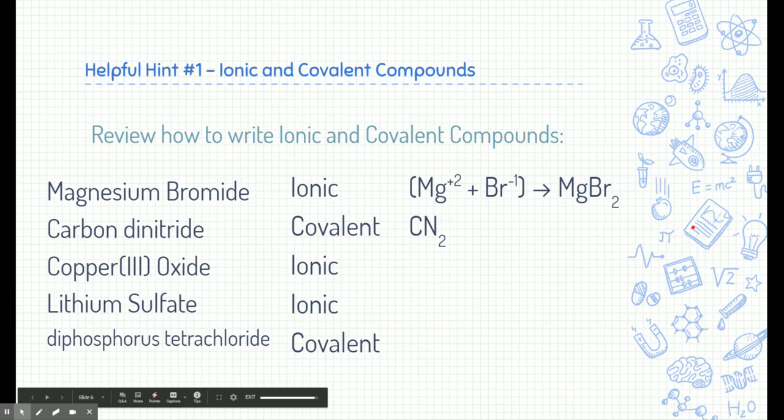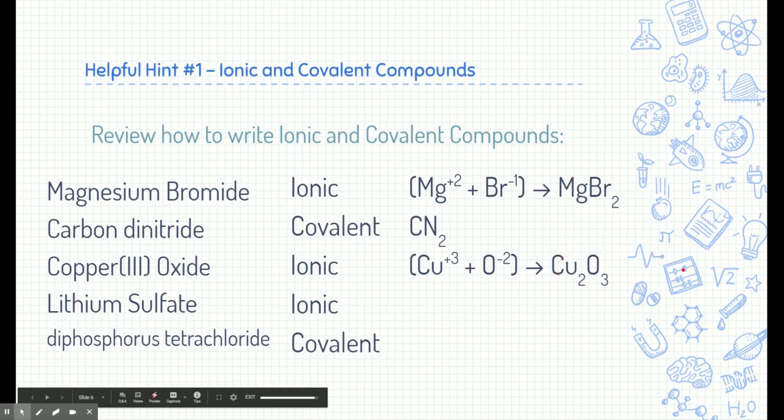All right, copper 3 oxide is an ionic compound. Copper is a transition metal, and notice the Roman numeral 3 next to it? That lets us know that the copper's charge is a plus 3. Oxygen's charge is a minus 2 based on its position on the periodic table. Therefore, to put them together, we need 2 coppers and 3 oxygens so they cancel each other out. So copper 3 oxide's formula is Cu2O3.